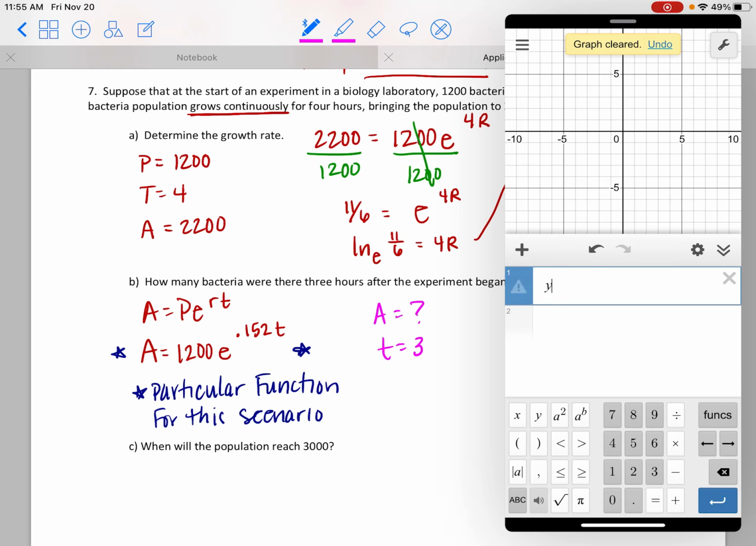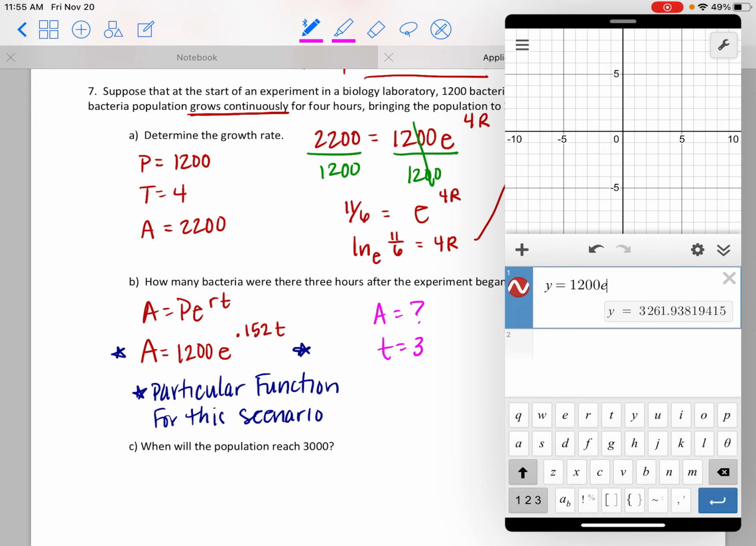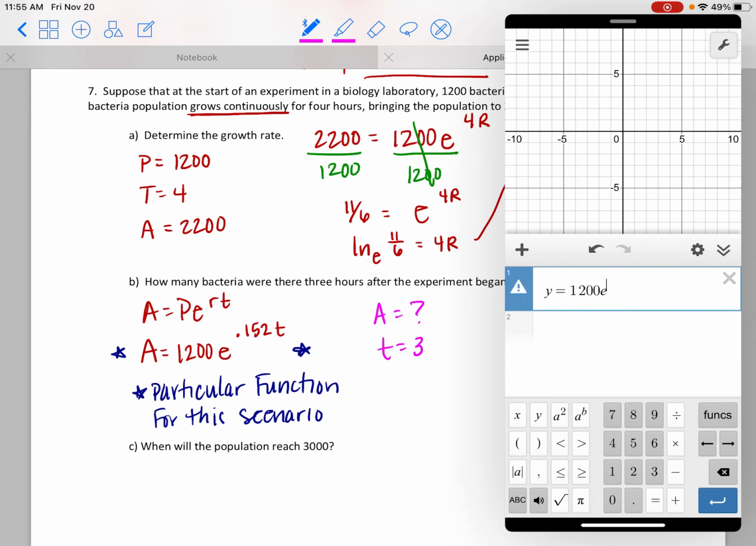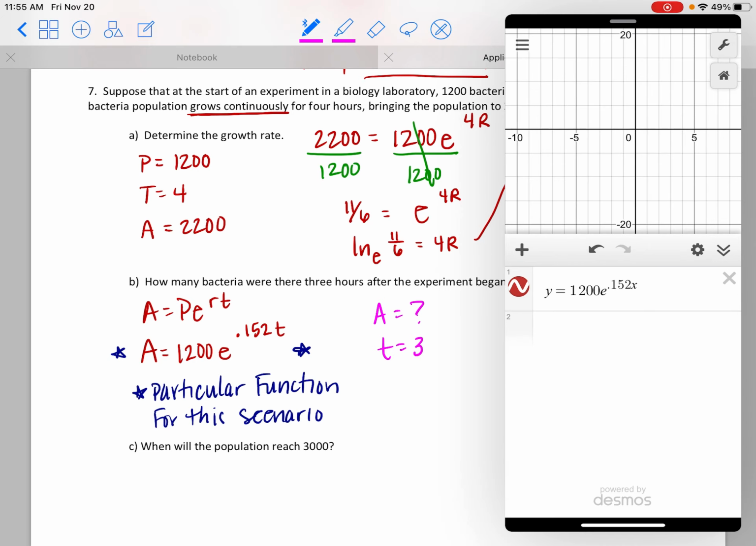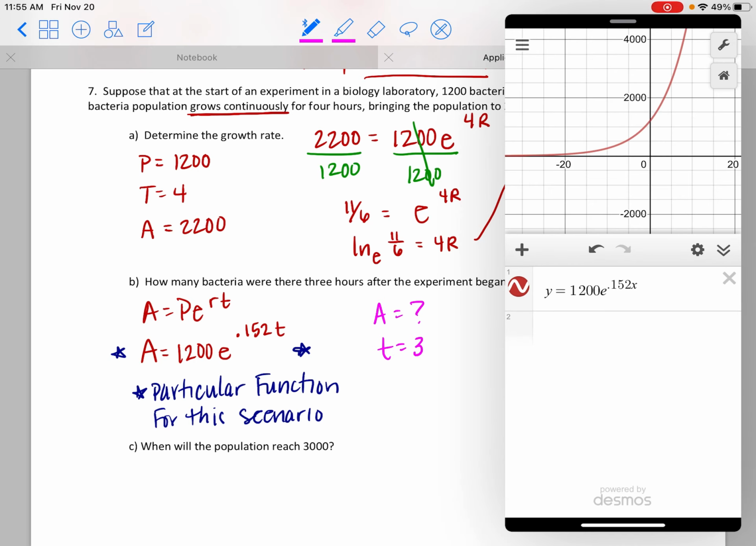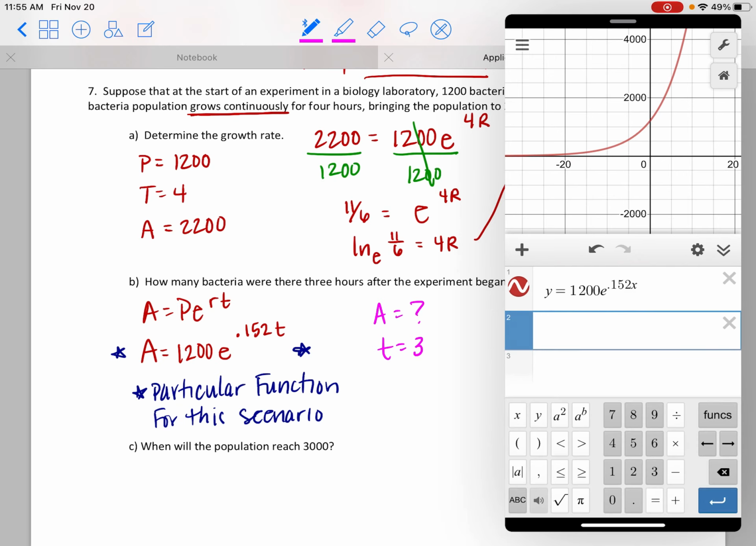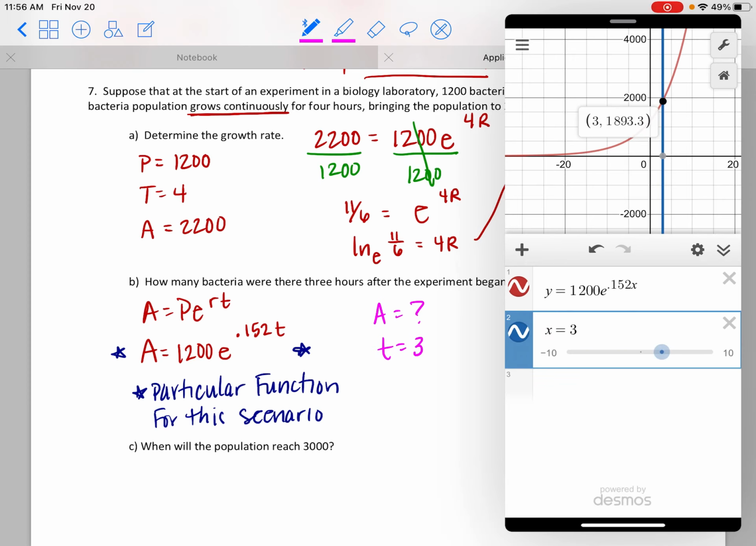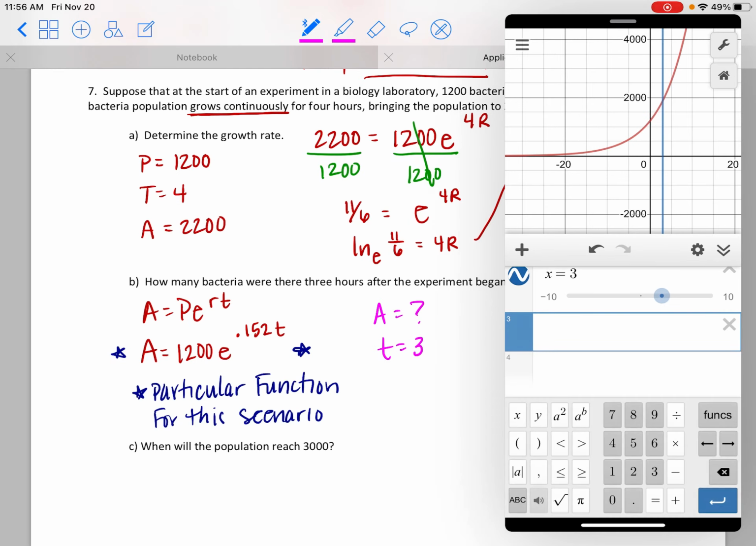And let's call it y if you want. y equals 1,200, and then e to the 0.152x. So here's our function now in Desmos. So now if I want to put in, I use different variables, but you can see t is in the same spot as x, so I'm going to put in x equals 3. And in that intersection, we'll say, well, when t is 3 or x is 3, that y, or a, is going to be 1,893.3.